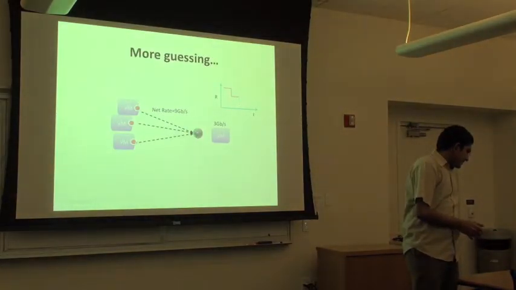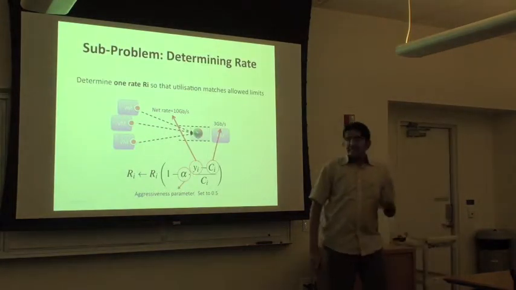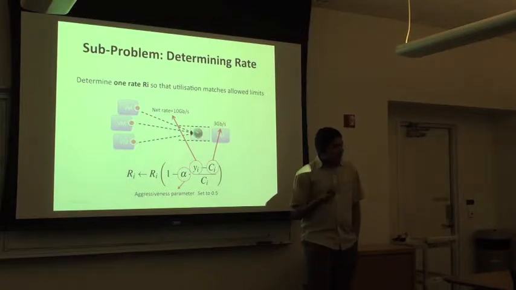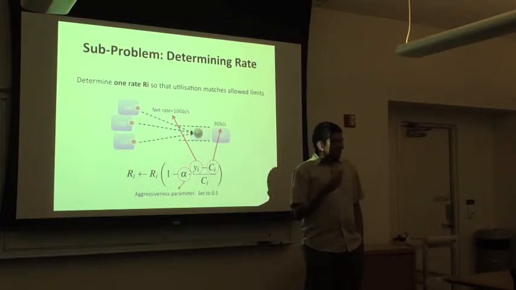So how long was the time on the x-axis? It's number of iterations, about 50 iterations. And notice that we recompute these rates every 200 microseconds. So 50 iterations is about 10 milliseconds.